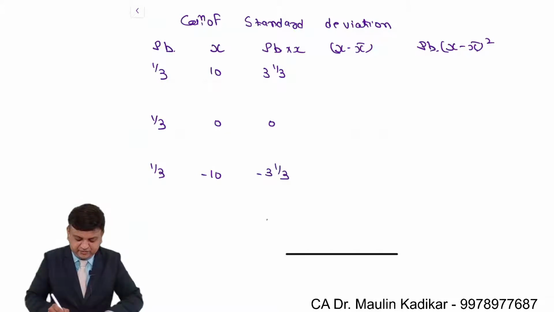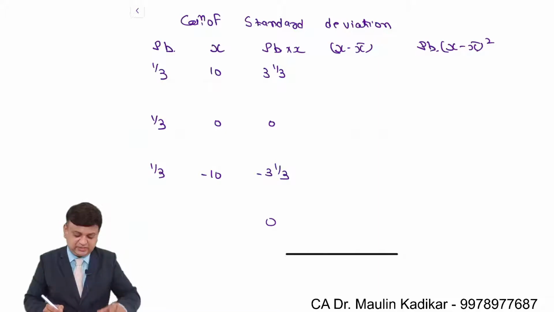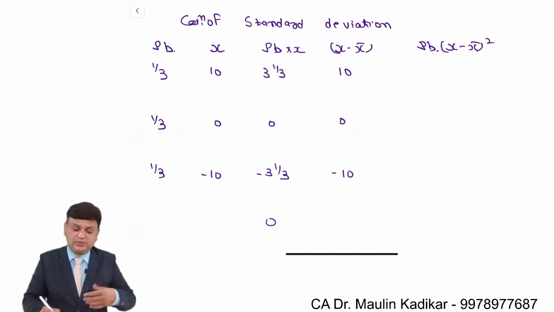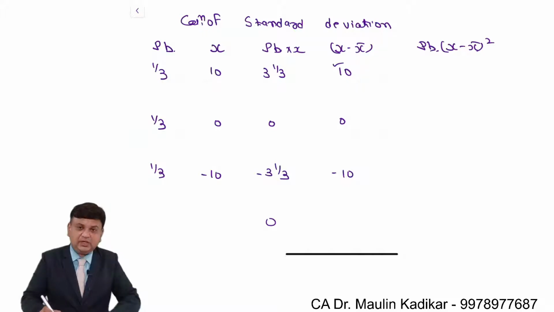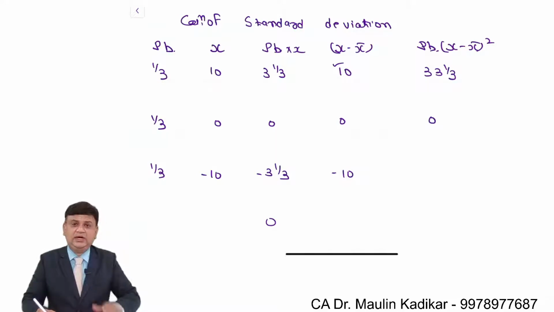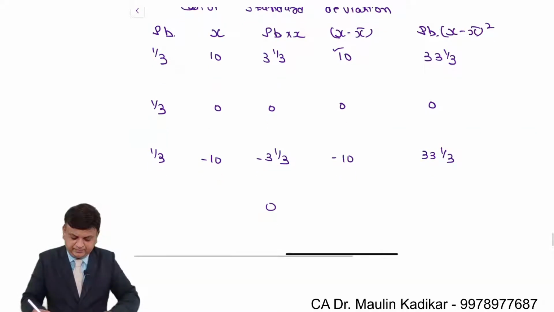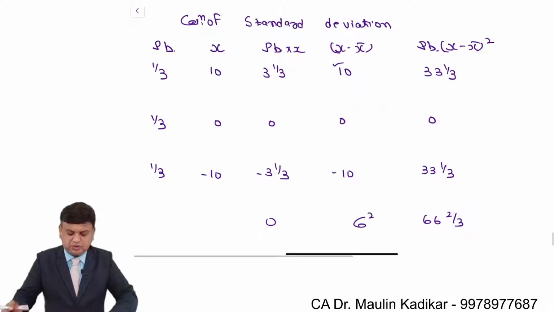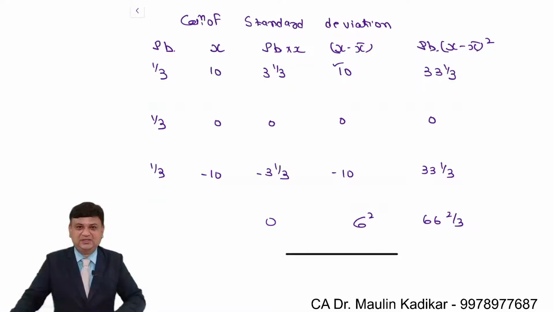The expected payoff is 0. So x minus x bar, that is 10, this is 0, and this is negative 10. X minus x bar whole square into probability. So square of 10 is 100 into 1 by 3, that is 33 1/3. This is 0. Again, square of 10 is 100 into 1 by 3 is 33 1/3. So the total of that is 66 2/3. And this is what we understand as the variance. So under root of the same is standard deviation.